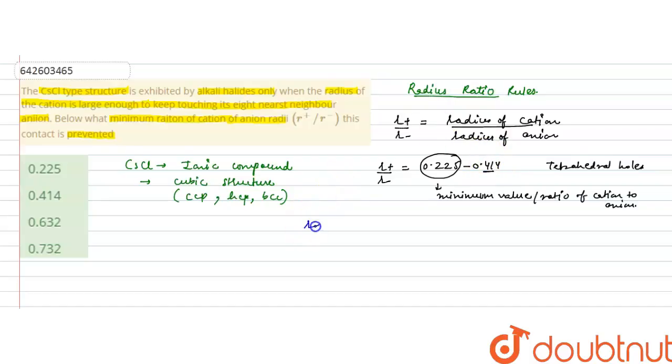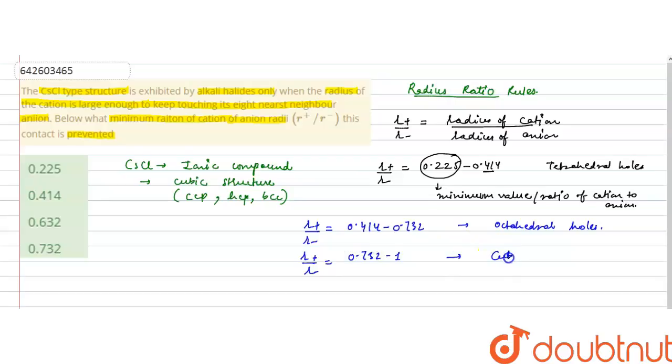Then if this ratio, that is cation to anion, is between 0.414 to 0.732, then the octahedral holes will be present. Similarly, if this ratio is just 0.414, then the cations and anions will be in just contact with each other, and if it is 0.732, they will be compactly arranged to form a closed cubic pack structure. Now if this ratio is between 0.732 to 1, then the cubic holes will be present.